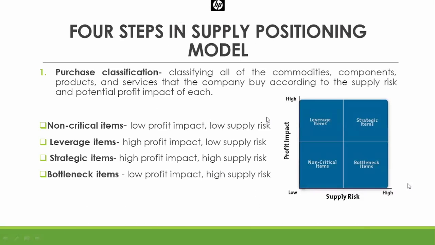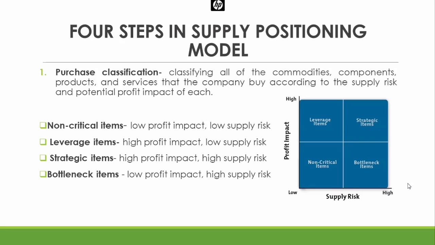Okay. The first step is the purchasing classification. This classifies all of the commodities, components, products, and services that the company buys according to the supply risk and potential profit impact of each. Ibig sabihin, once na ang company ay nag-procure ng isang product, kailangan nilang i-analyze in a way na need nilang i-consider yung profit impact as well as yung supply risk. If available ba siya sa isang market or mabilis makakuha ng supply.